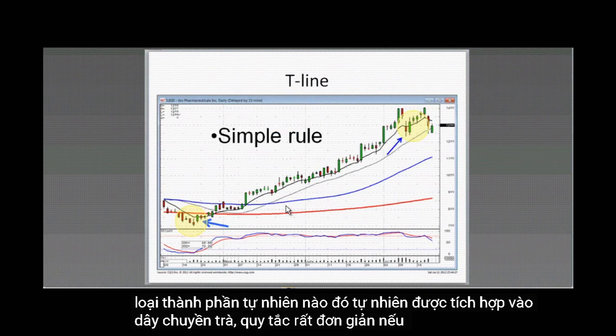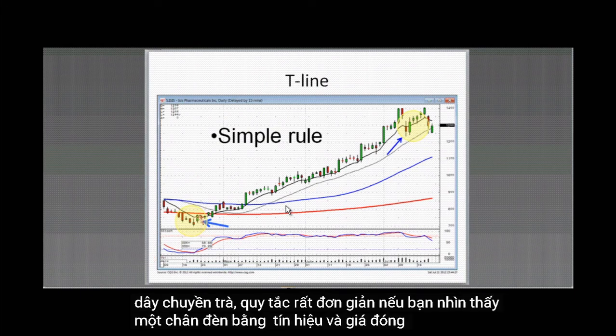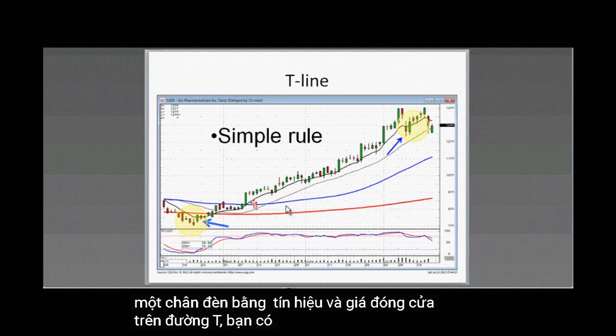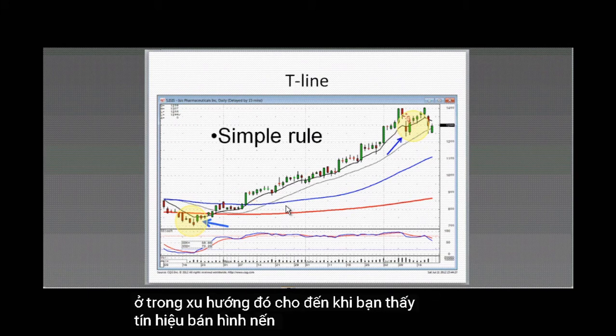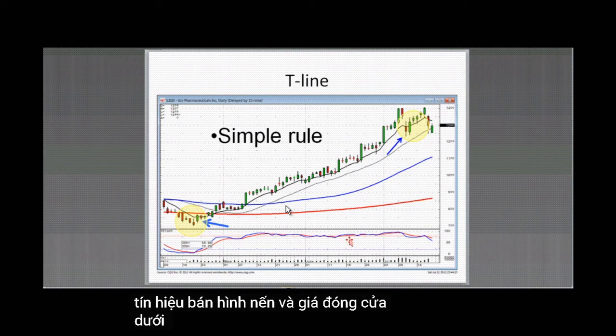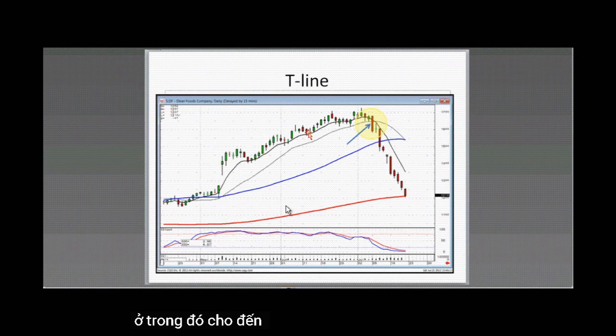Very simple rule. If you see a candlestick buy signal and a close above the T-line, you can pretty much stay in that trend until you see a candlestick sell signal and a close below the T-line. Now, there's going to be some caveats to that, and we'll try to go through that. Also, you stay in it until you see a sell signal.